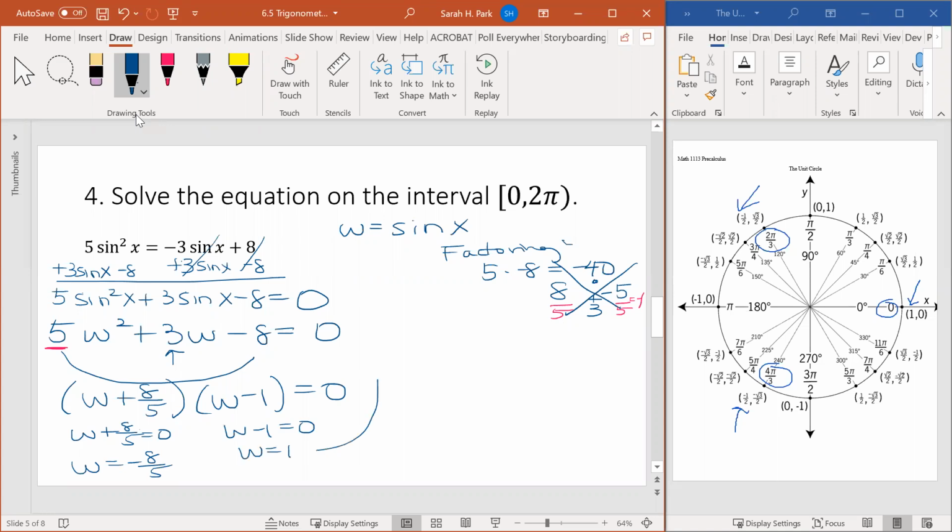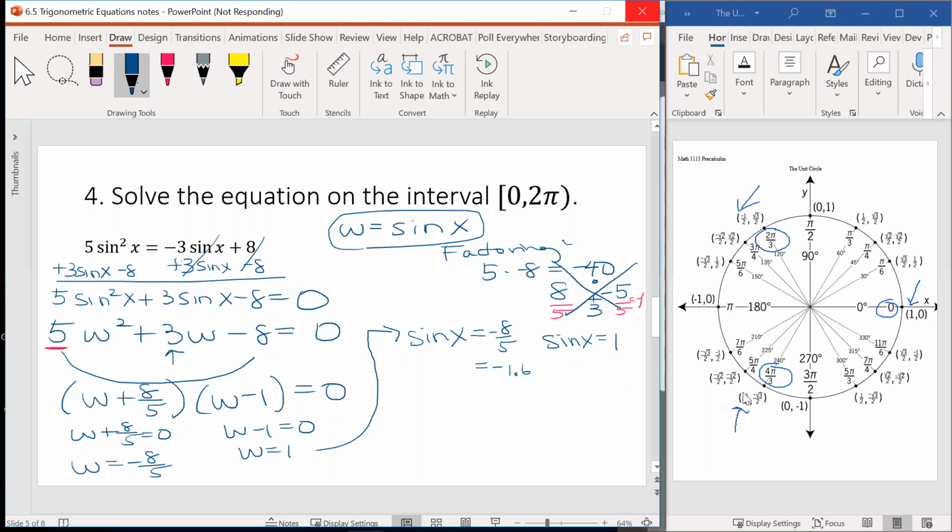Okay, now we have to substitute the sine of x back. So remember here, we had said w is equal to sine of x. So we replace w with sine of x and say this is -8 over 5. And then we have sine of x is equal to +1. Now -8 over 5, that's around, let's see, -1.5 goes into 8 once, and then we have 3 over 5, so -1.6.